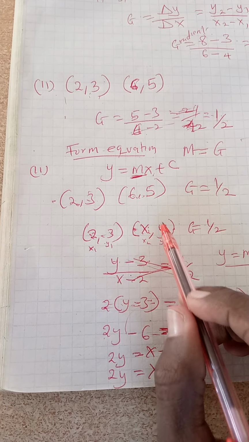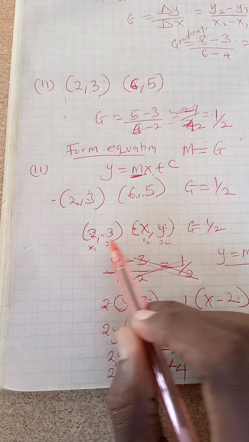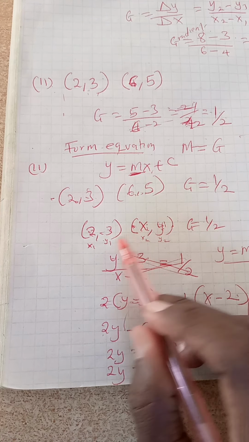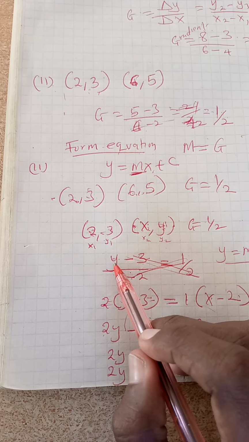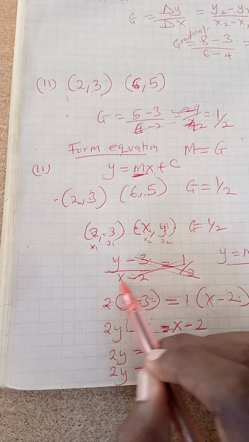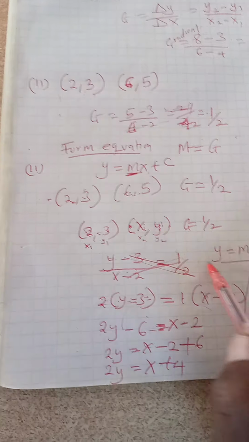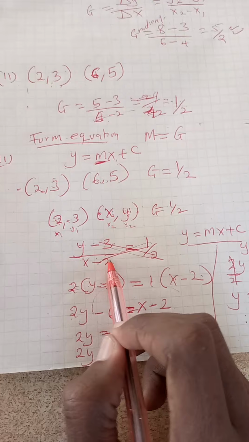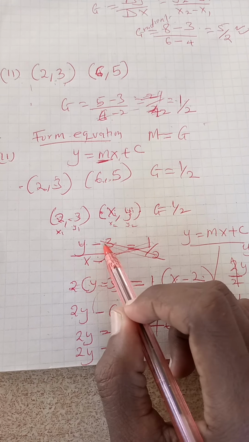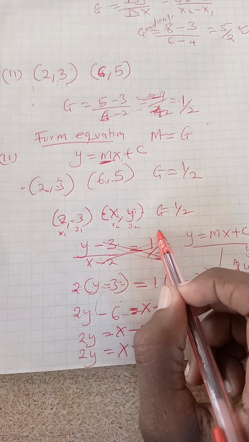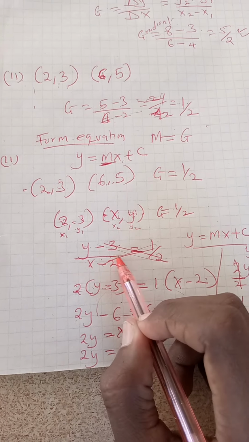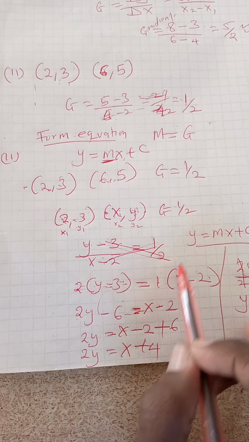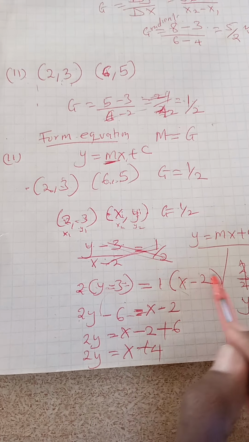Then the equation now will be y minus y1 over x minus x1. Therefore we have y minus 3 over x minus 2, which is equal to our gradient, a half. Then we crisscross: 2 multiplied with y minus 3, and on the other side 1 multiplied with x minus 2.